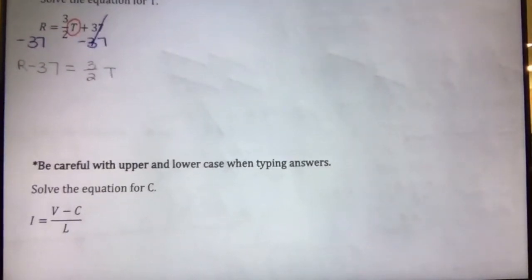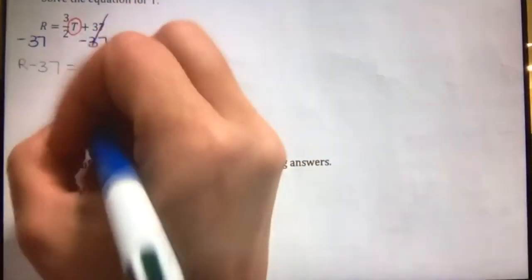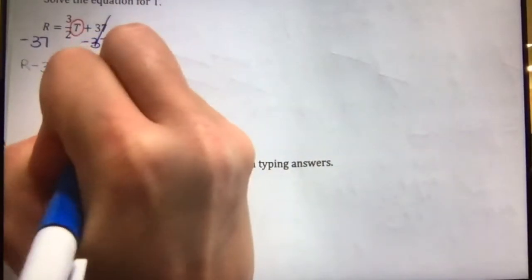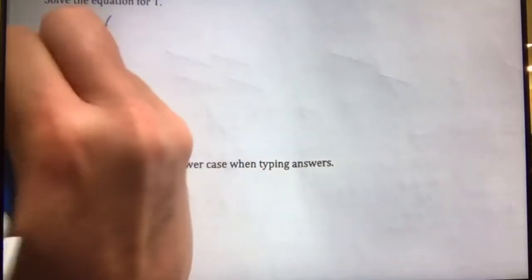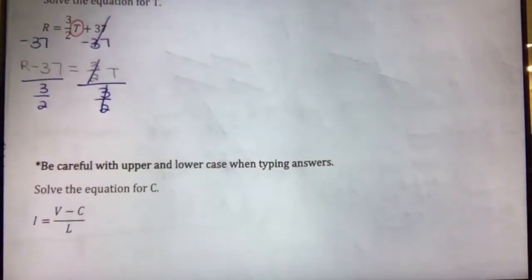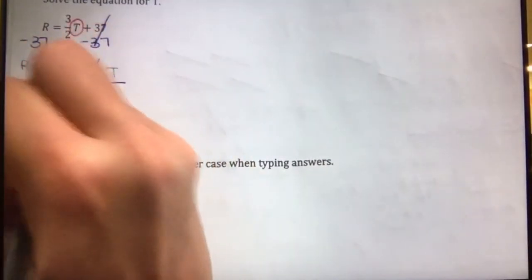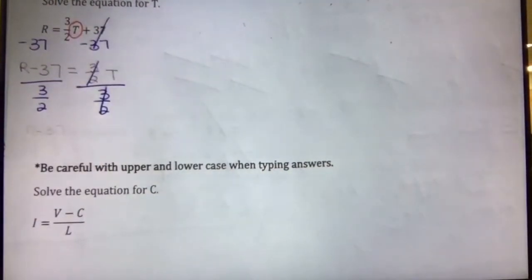Last step to get t by itself. What's happening to t? It's being multiplied by 3 over 2. So what's the opposite of multiplying by 3 over 2? Multiply by the reciprocal. Okay, pause that thought. We're going to divide by 3 over 2, which is multiplying by the reciprocal. So let's divide both sides by 3 over 2 to cancel those out. So we are left with R minus 37 over 3 over 2.